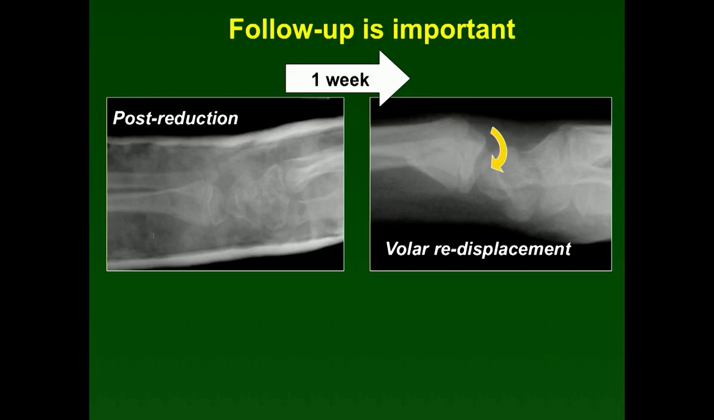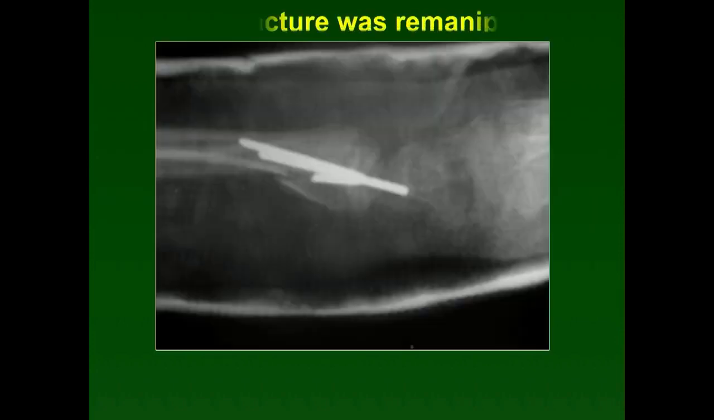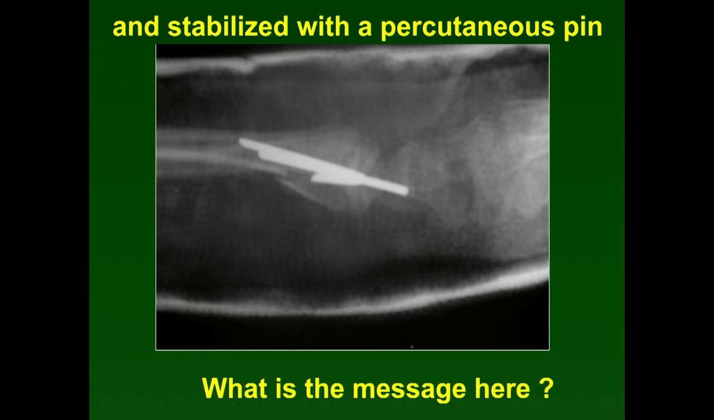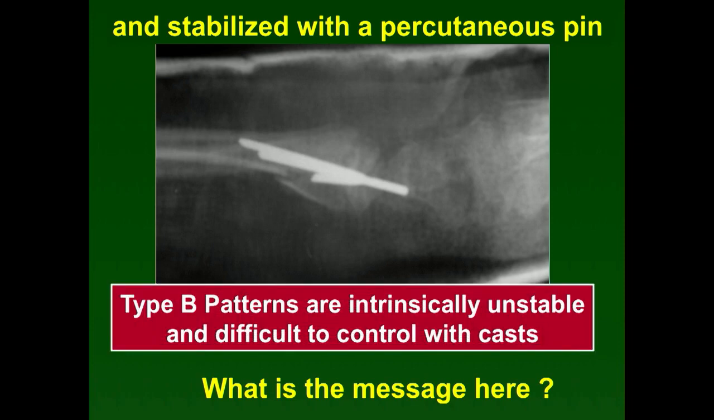And who was it? You said that they were unstable. And so a lot of these, this fracture was re-manipulated and stabilized with the percutaneous pin. So the message here is that the type B patterns are intrinsically unstable and difficult to control with the cast. Fortunately, in my experience, there are only about 5, maybe at the most 10%. It's very rare to see the type B fracture.